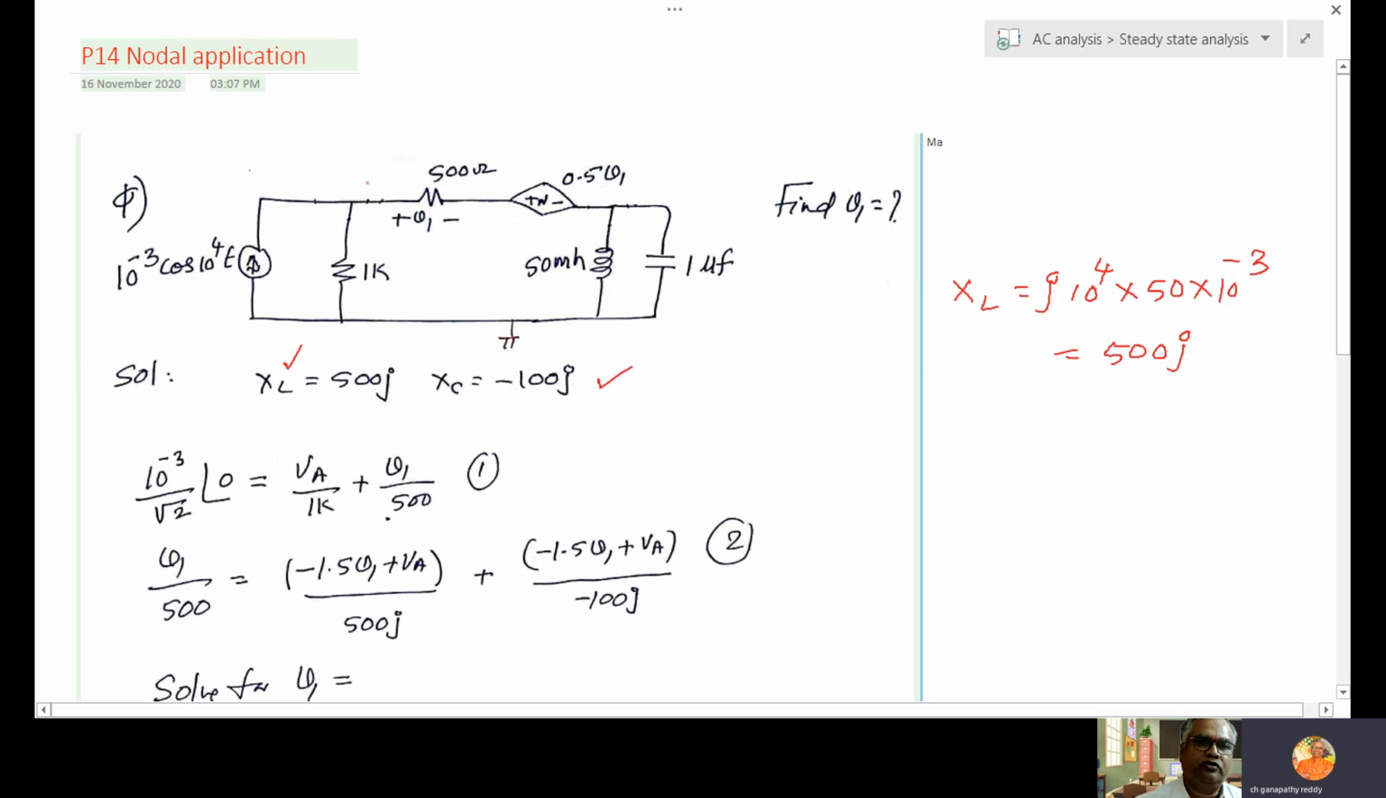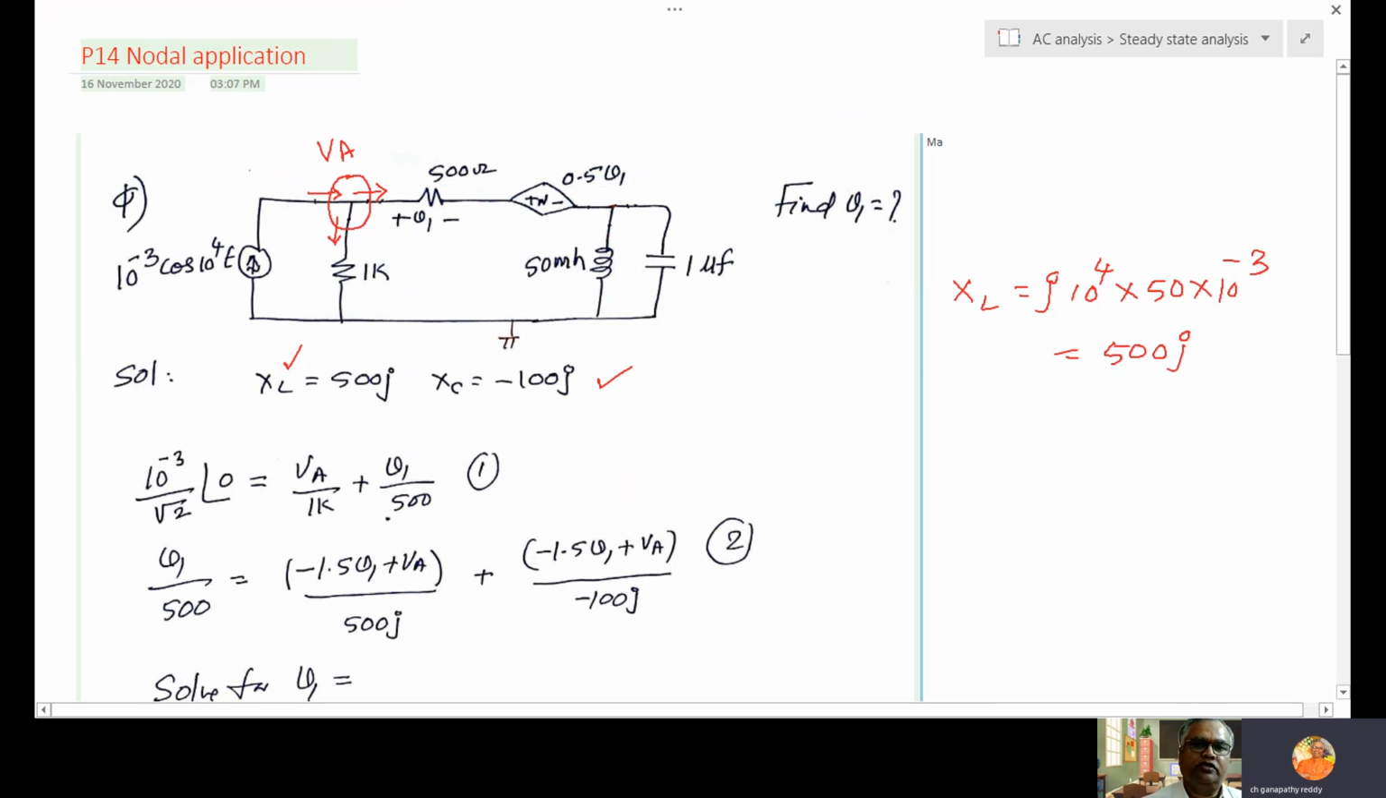here you write nodal. This current is entering, this current leaving, this current leaving. So 10 power minus 3 by root 2 angle 0 is equal to, and what is the voltage here? Some VA, some unknown. Here voltage is unknown. So VA by 1K downward current plus, what is this one? V1 by 500. Voltage across 500 is already V1. So V1 by 500.